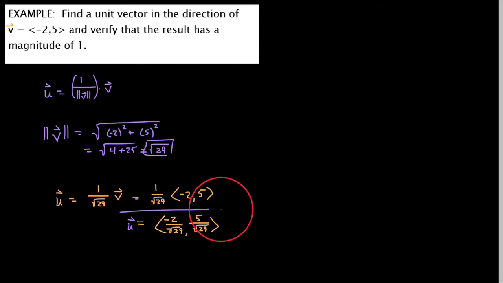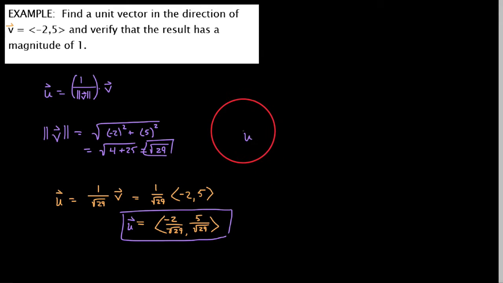Honestly, we should rationalize this, but for now I'm going to go ahead and say that this is our vector u. It is a unit vector going in the same direction, and what I wanted to do really quickly was verify that the magnitude of u equals 1. I want to know, does this equal 1?